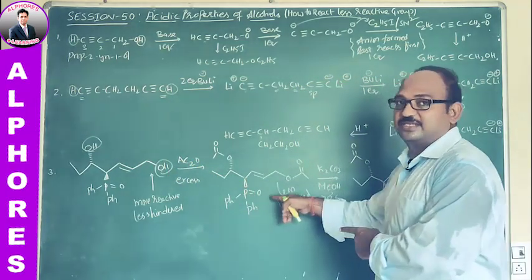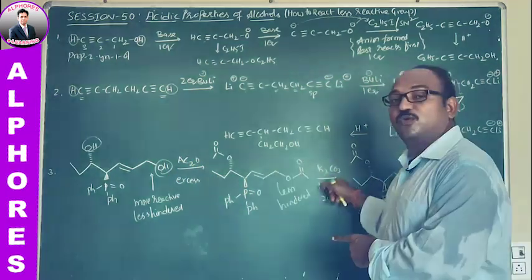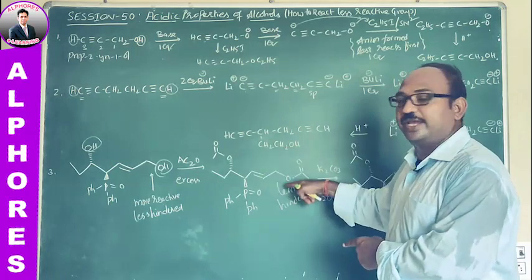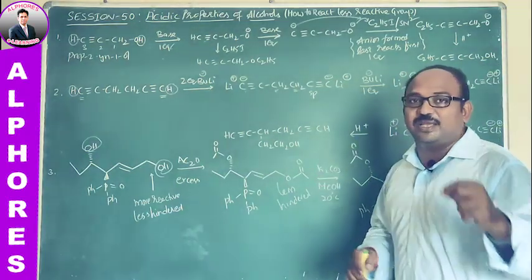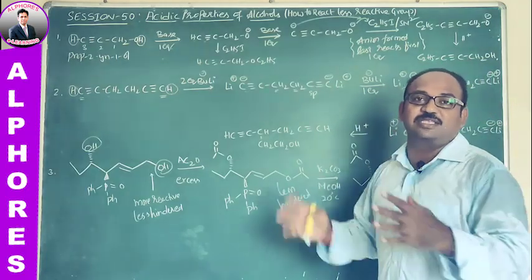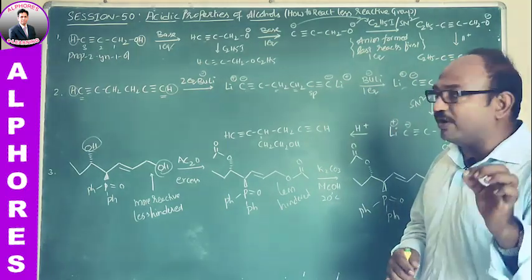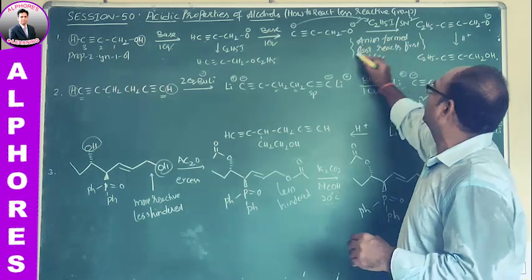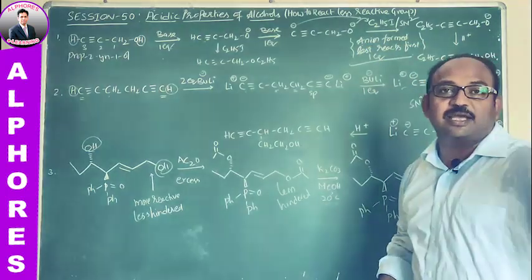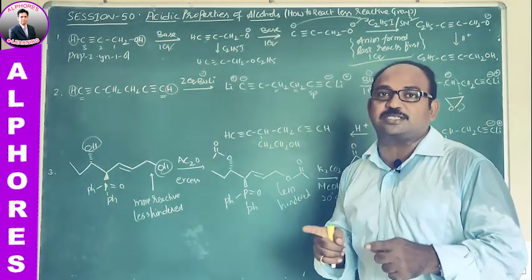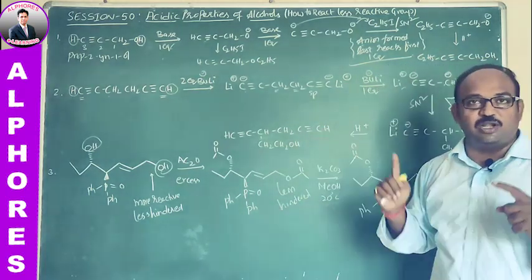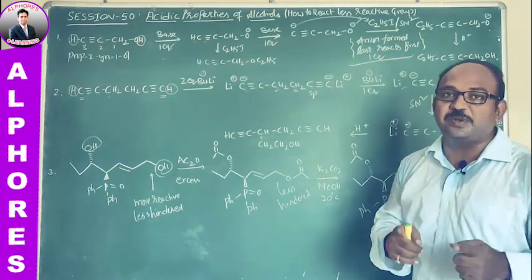Later I am going to use base. What happened? This OCOCH3 will be displaced by OH. Then we are getting this product. So these are the typical reactions based on acidic nature. In all this, the simple concept here is that the anion which forms last reacts first with alkyl halide or any acylation. The anion which formed last participates first.